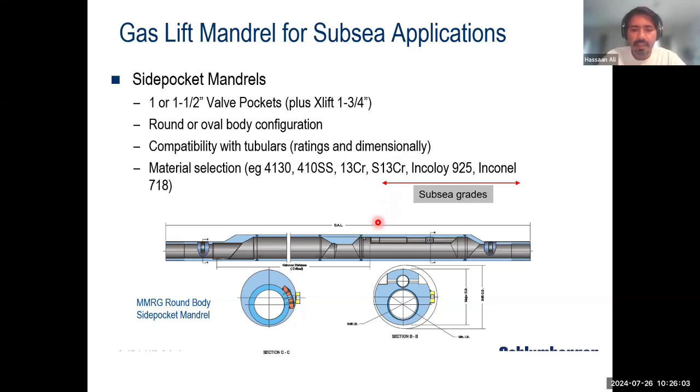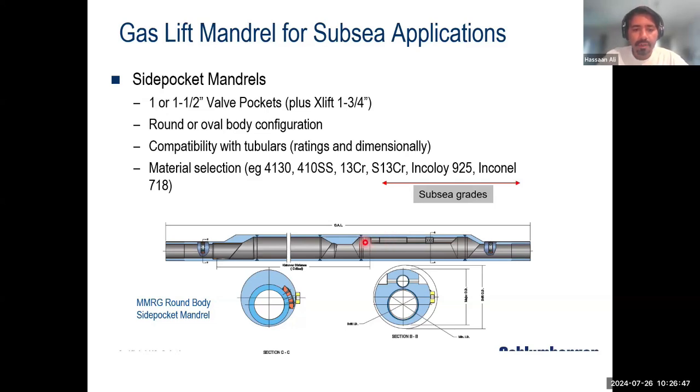So the API actually dictates how we manufacture these equipment and what industry standards we need to follow. Usually for onshore installations, the pocket of the gas lift mandrel is either a 1-inch pocket, that means a 1-inch nominal dia valve will go inside this pocket, or a 1.5-inch valve pocket. For deep sea and subsea applications, we use a special type of valve which has a nominal dia of 1.75 inches. That is called an extreme lift valve.